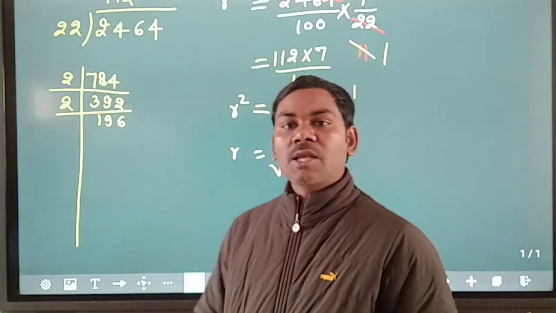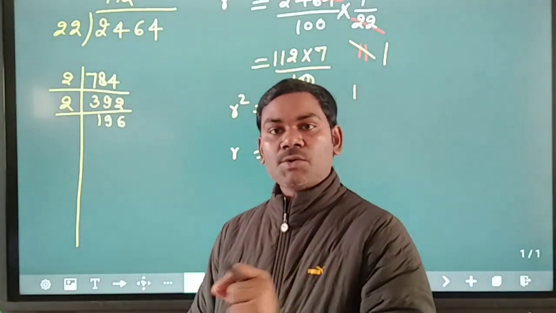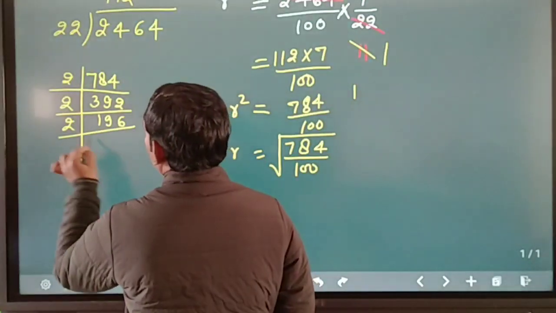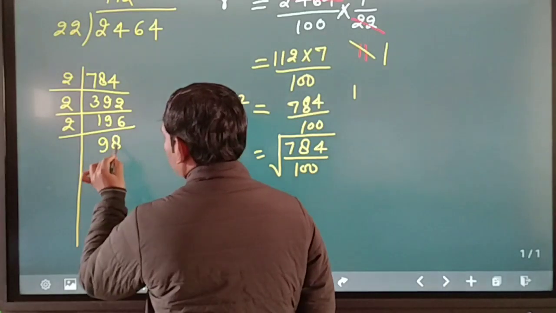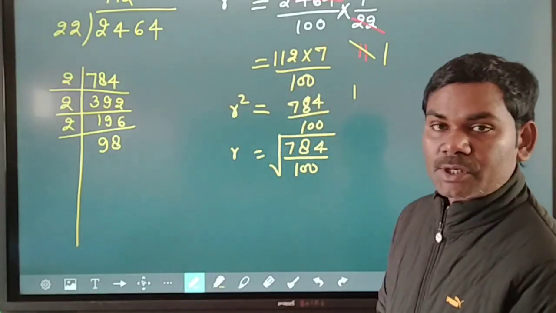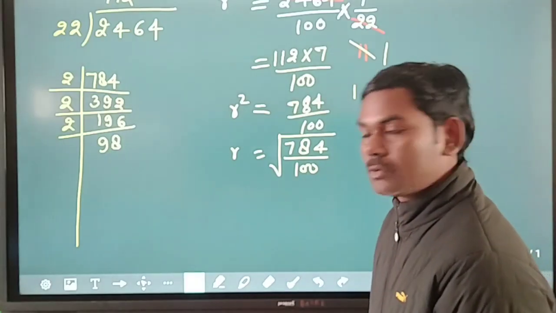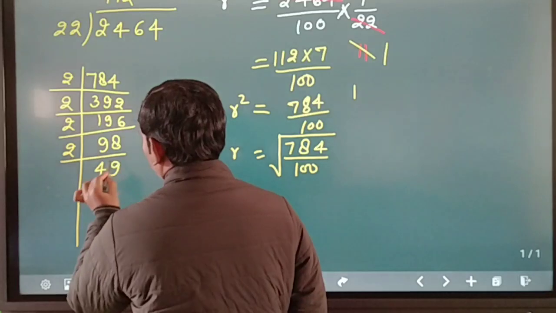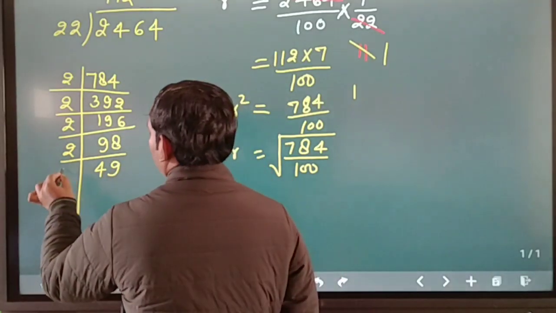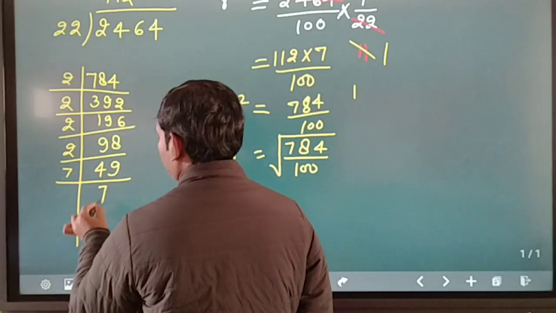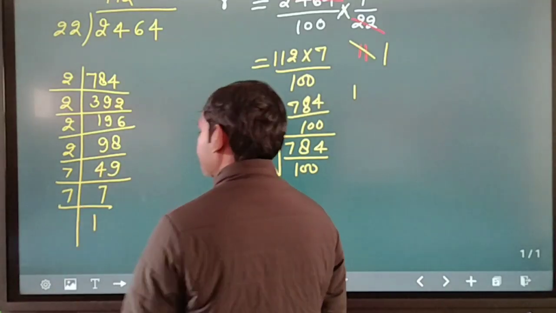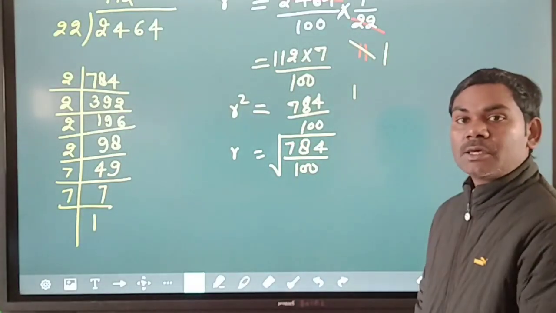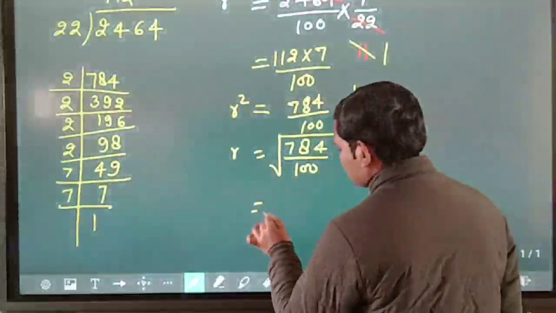Since 196 also has 6 as a unit digit, it is again divisible by 2, and we divide it by 2. 2 9s are 18, and 2 8s are 16. Again 98 has unit digit 8, so it will be divisible by 2, and now dividing it by 2, we get 2 4s are 8, and 2 9s are 18, and divide 49 by 7, 7 7s are 49, and 7 is 7. So 784 becomes prime factorized, and now write all its prime factors here.